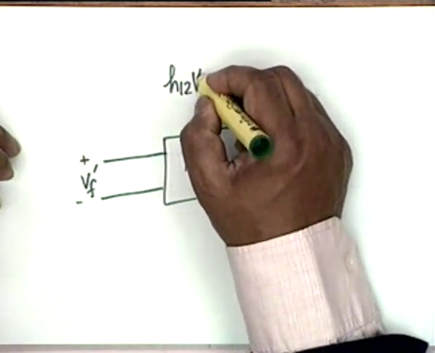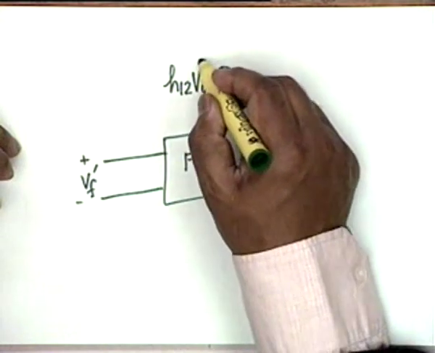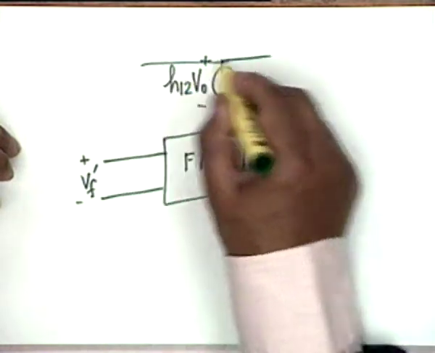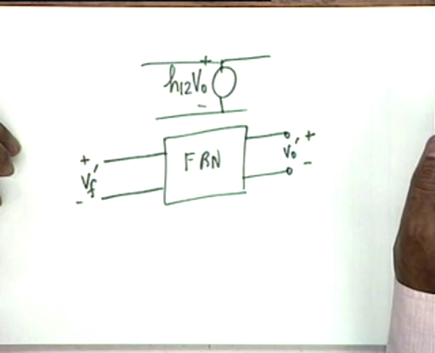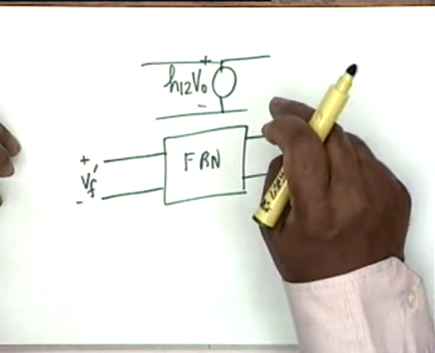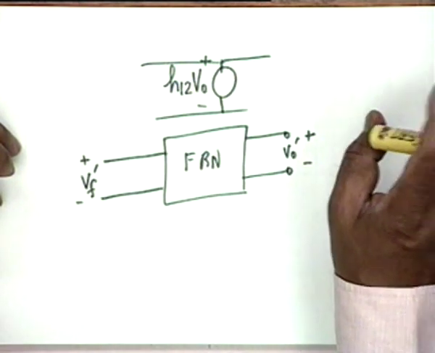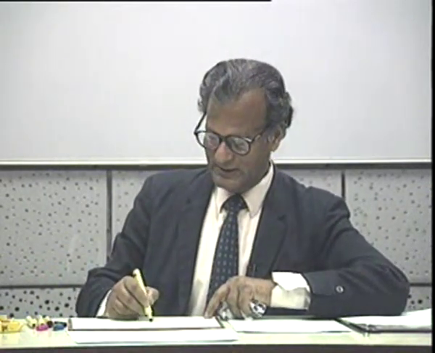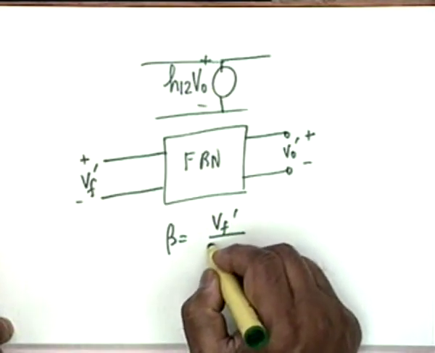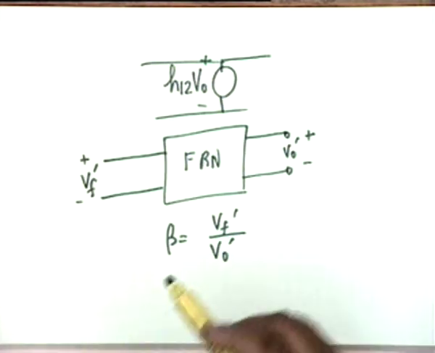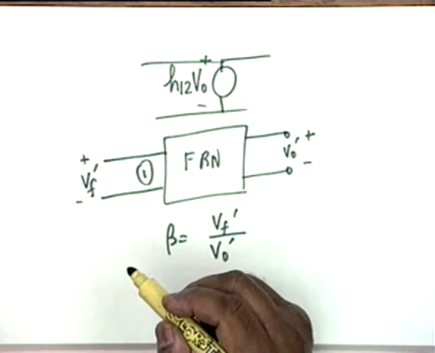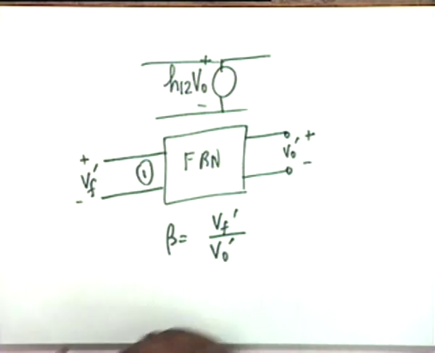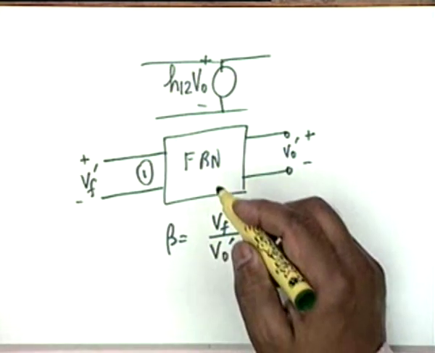H12 is beta. You recall that our circuit was H12 V0. This is for reverse transmission. That's right. This is the reverse transmission. Do not confuse this with beta of a transistor. That is a different story. This is the beta, a fraction of the output voltage that is fed to the input. Okay? So beta is equal to VF prime divided by V0 prime, by keeping port 1 open, that's right. Okay? By keeping port 1 open.